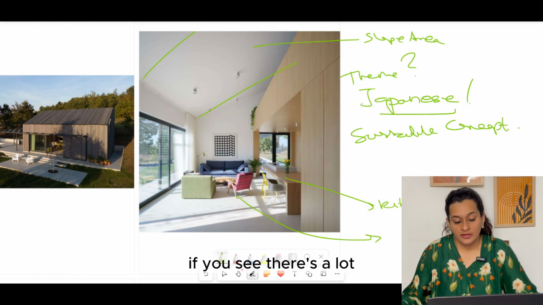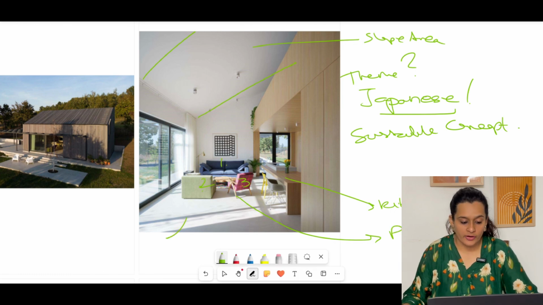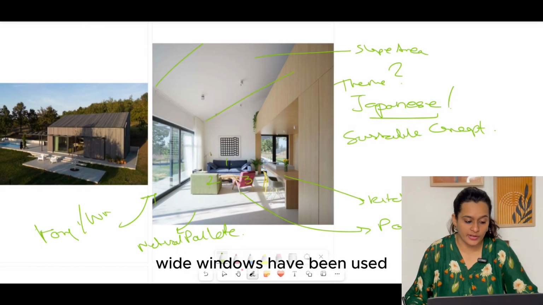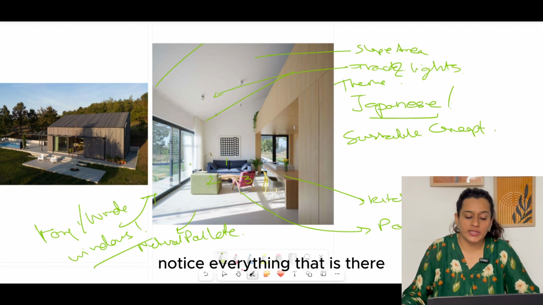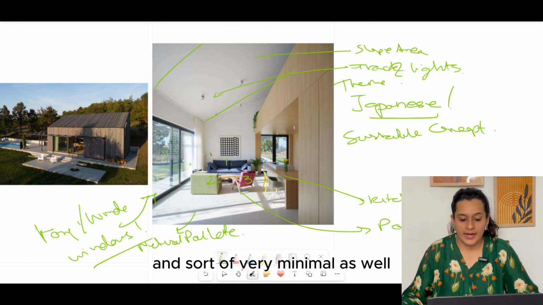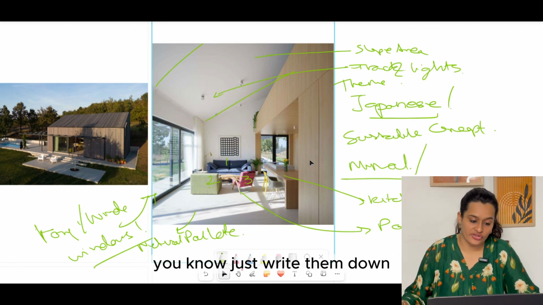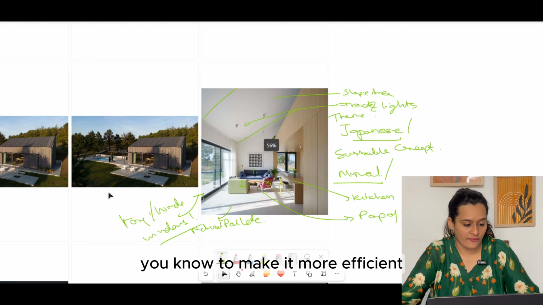And if you see, there's a lot of pop of colors that is used, of say neutral palette, wide open, long wide windows have been used. So again, not to mention, whatever you see is something that you have to just jot down. Notice everything that is there, and sort of very minimal as well. So these are some of the ideas that you can just directly write down along with your case study and text, to make it more efficient.